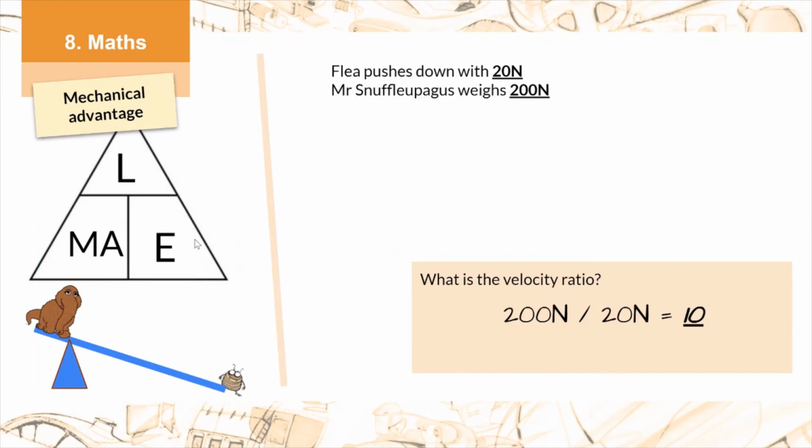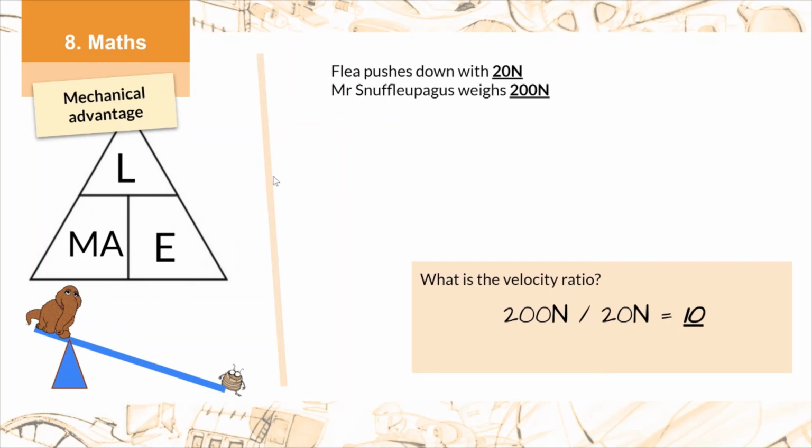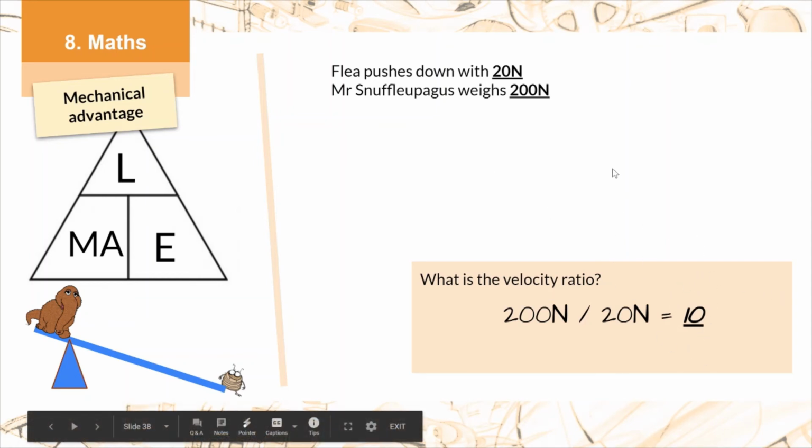There you go. I've stuck it into a formula triangle. We've got the numbers here. So the effort from the flea is 20 newtons. Mr. Snuffleupagus weighs 200. So 200 load over 20 newtons equals 10. So the velocity ratio is 10. Sorry, the mechanical advantage rather is 10. Hey, that was right. The velocity ratio was 10 as well. So you notice we're basically working out a ratio. So the velocity ratio would be 10 and the mechanical advantage is 10.